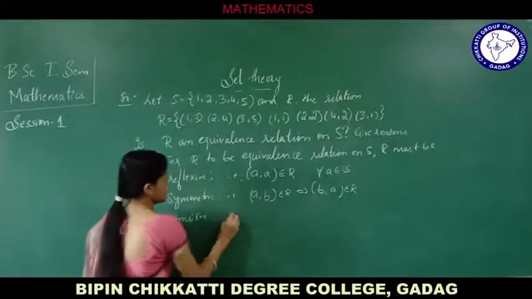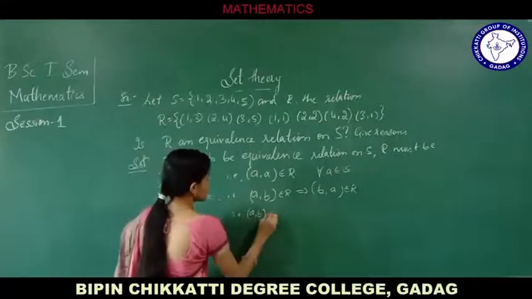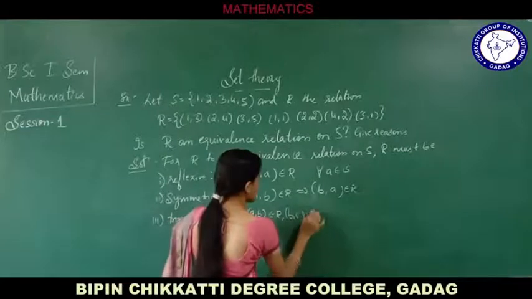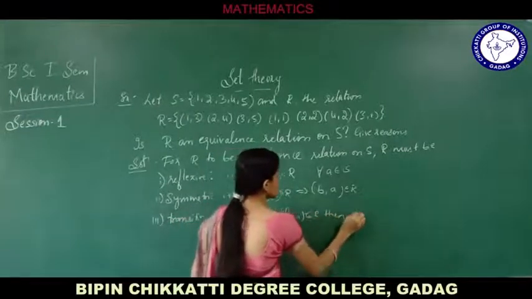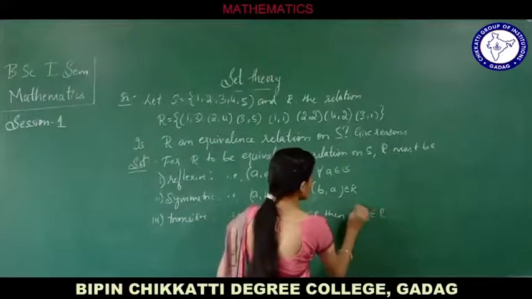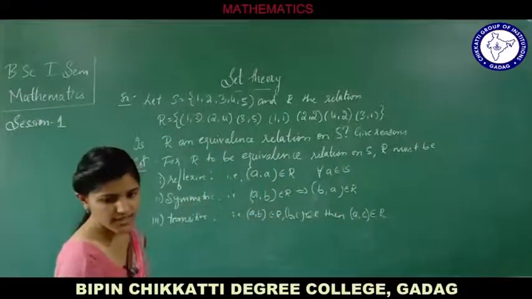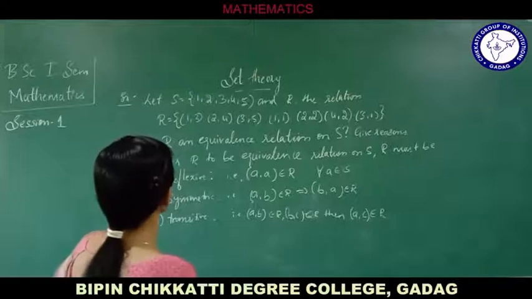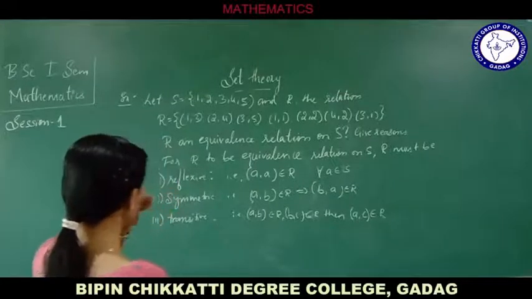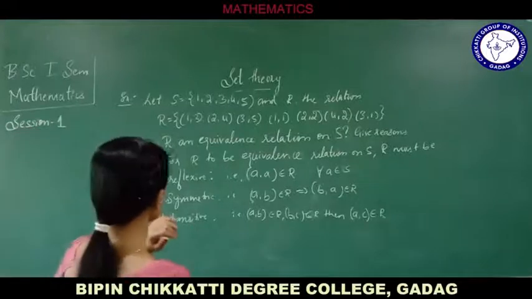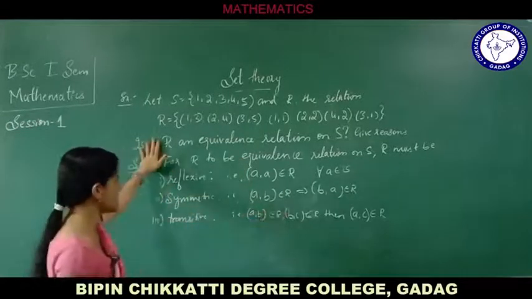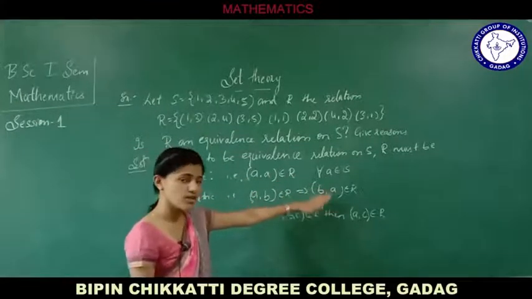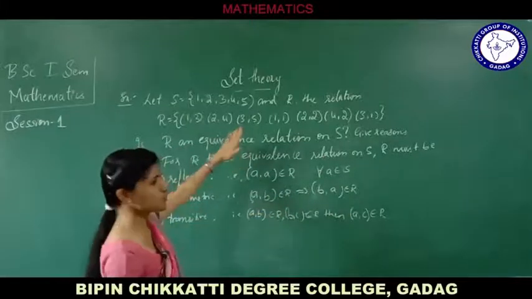And the third one was supposed to be transitive. That is, if (a, b) belongs to R and (b, c) belongs to R, then what was the condition? (a, c) should also belong to R. These are the three conditions, and all of them should be satisfied for the relation to be an equivalence.